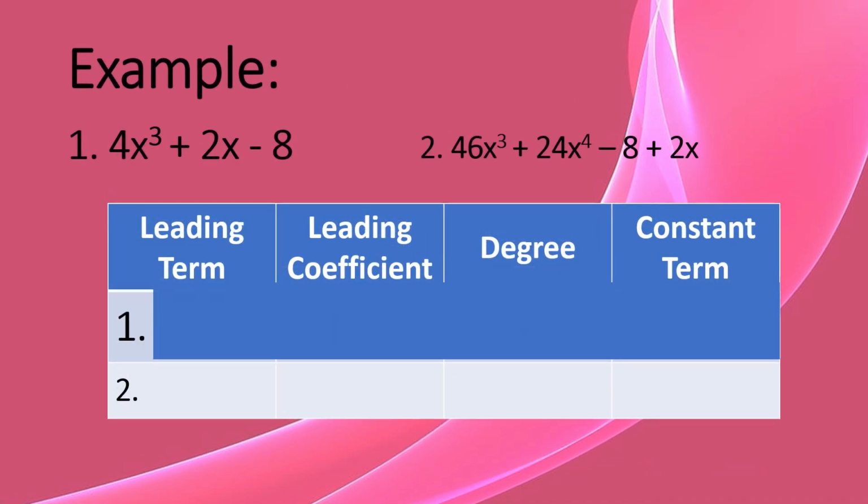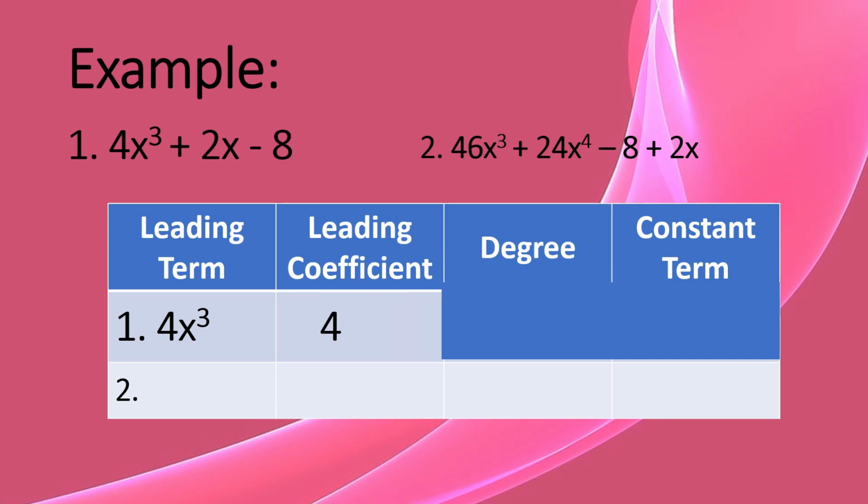So for example, we have here 4x cubed plus 2x minus 8. So what is the leading term? The leading term is the term with the highest exponent. The leading term is 4x cubed. Now for the leading coefficient, what is the numerical coefficient of the leading term? So 4, that is our leading coefficient.